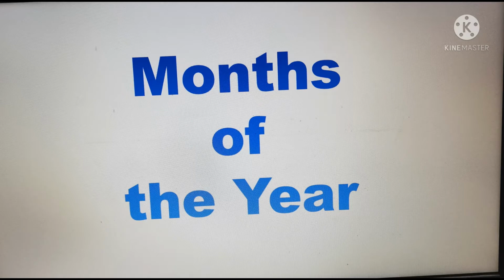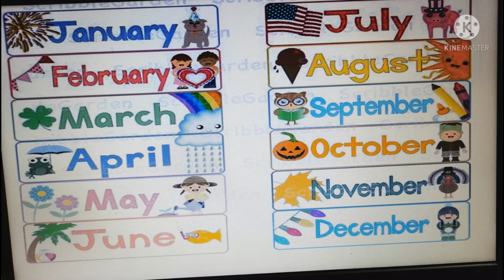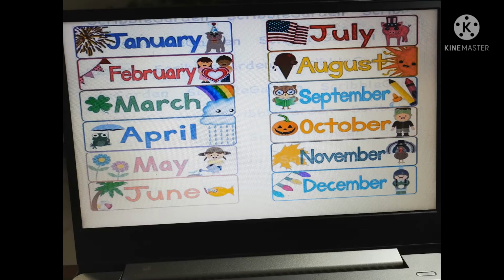The lesson for today is still the months of the year. And the months of the year are, we have January, February, March, April, May, June, July, August, September, October, November, and December.